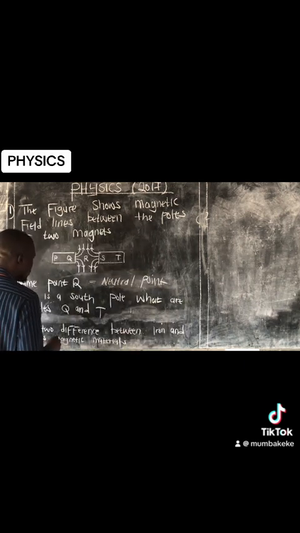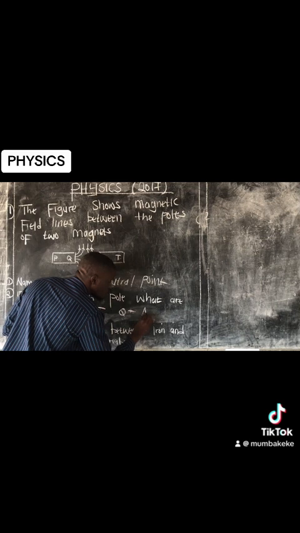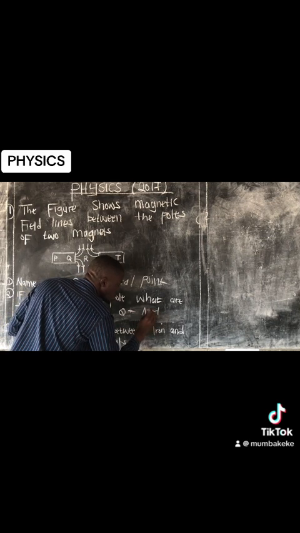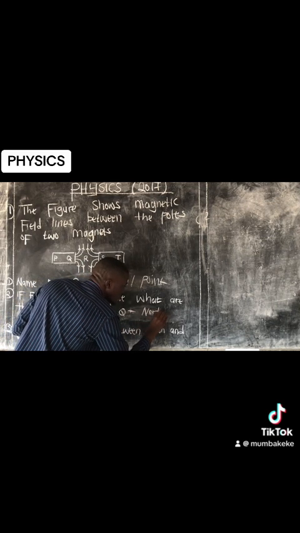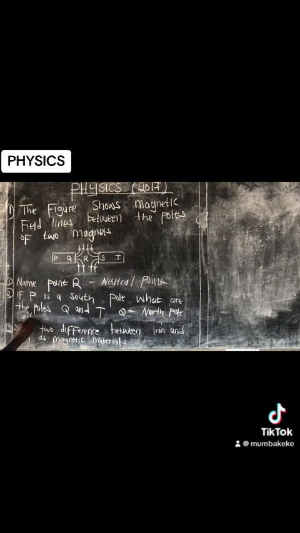So to answer question 2, Q is the north pole, and T is the south pole.